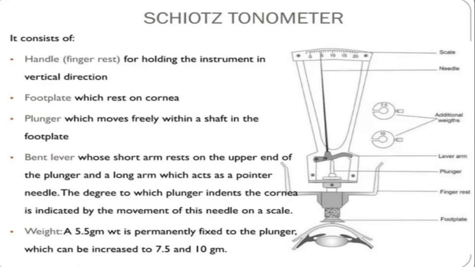The Schiotz tonometer consists of a weighted plunger that is attached to a graduated arm. The plunger is made of a material that compresses slightly when it is placed on the cornea, allowing for the measurement of IOP. The tonometer is placed on the anesthetized eye and the plunger is released, causing it to indent the cornea. The amount of indentation is read from the graduated arm, and this reading is used to calculate the IOP.